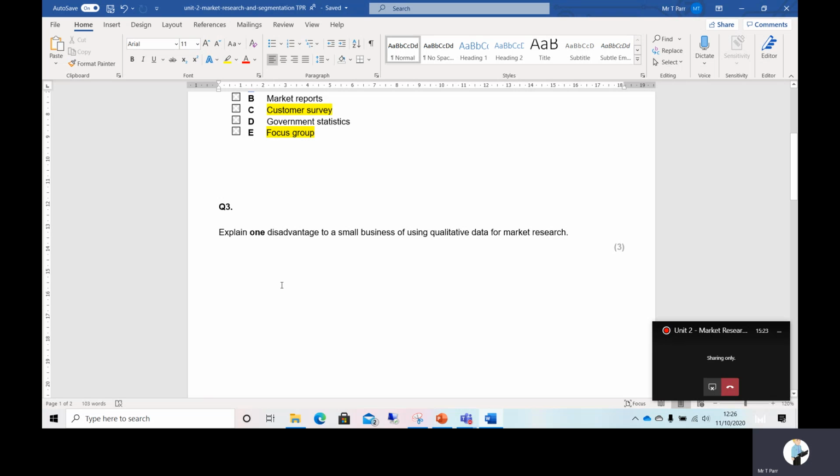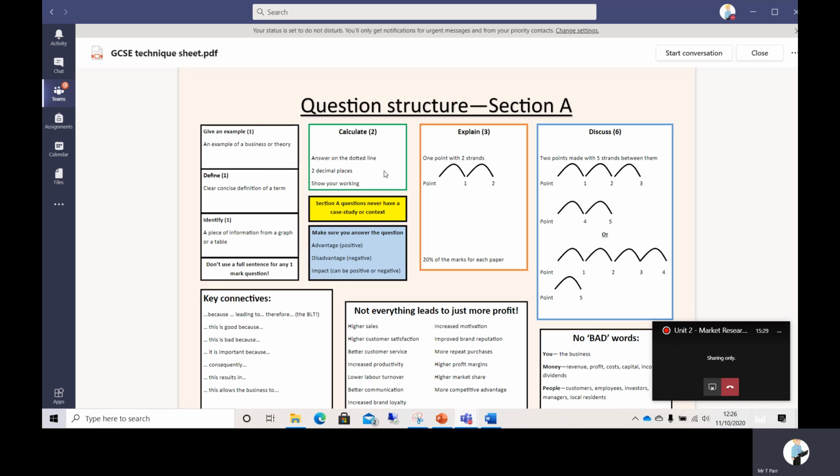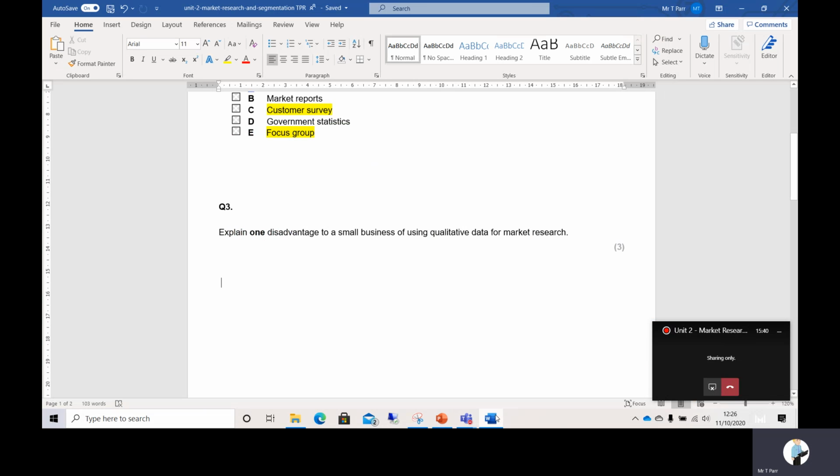So it's 3 marks. It's an explain question. I'm going to take you back to this. Okay, so section A questions, there aren't any context. So you can see there, section A questions never have a case study or context. So look at this. It just says one disadvantage to a small business, not any particular one, but it just means to any business. So there's no need to contextualize. There's no marks, what's called AO2, which is application to a scenario.